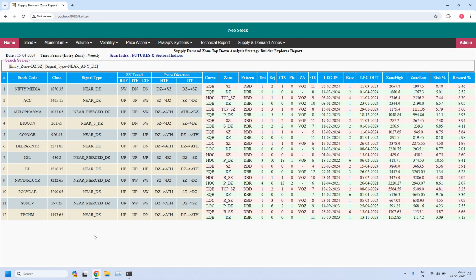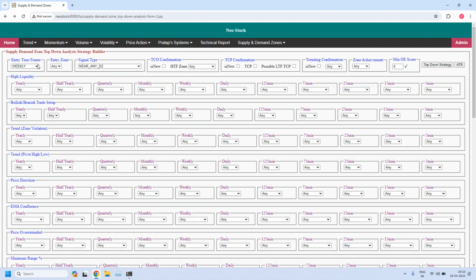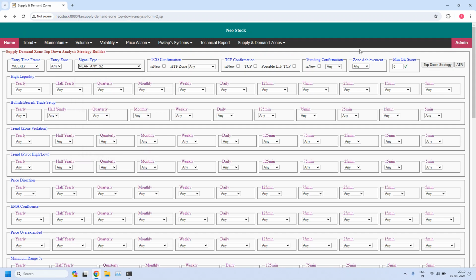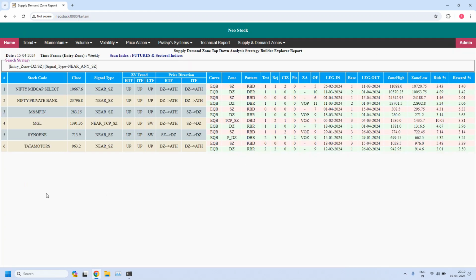So let me go back. For weekly time frame, let us find the stocks near weekly supply zone. These 6 stocks are filtered, which are near to the weekly supply zone. Okay, let us generate the next report.